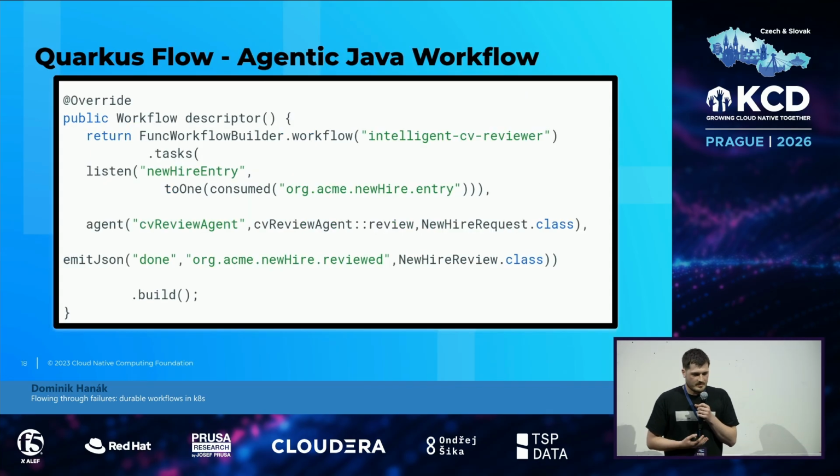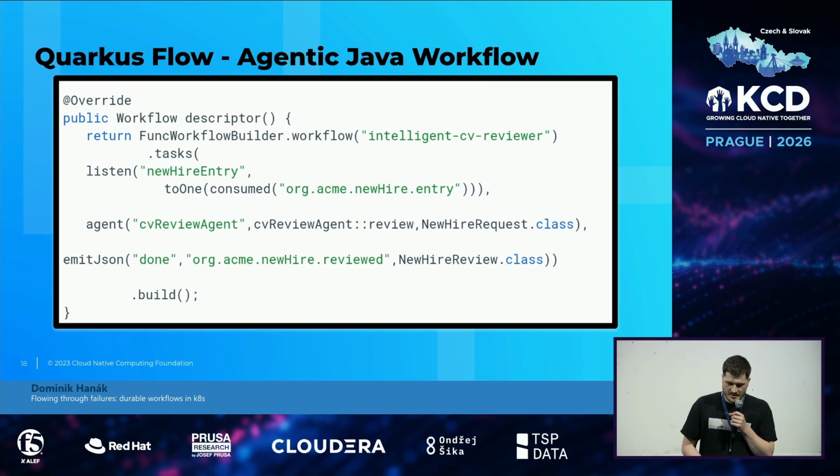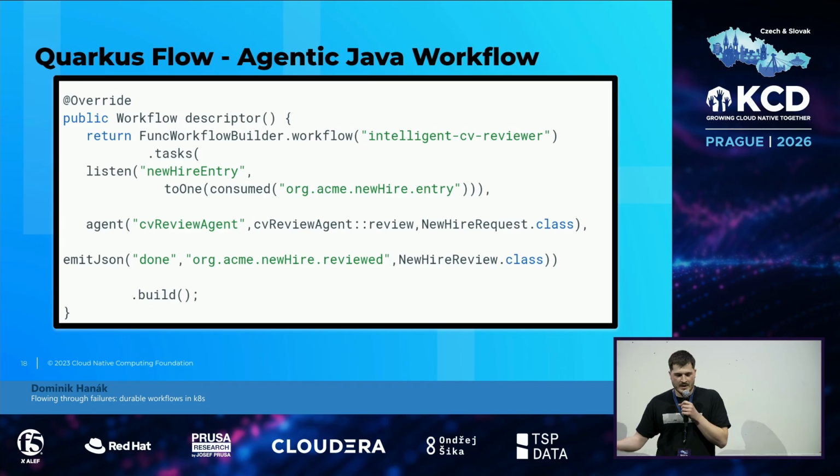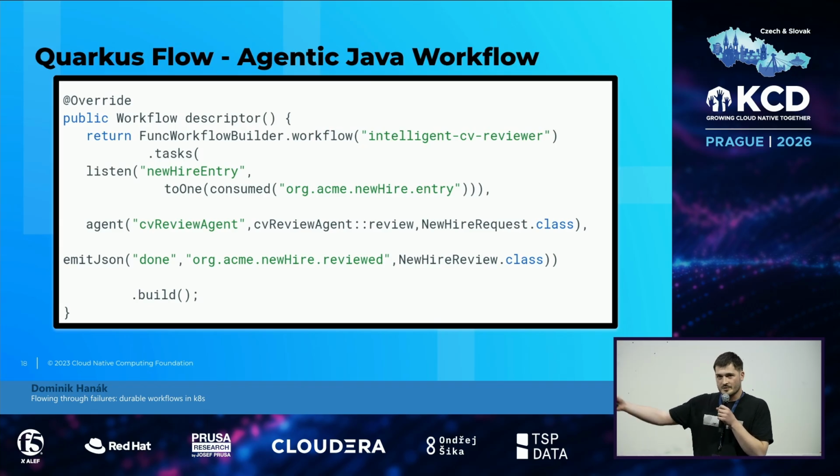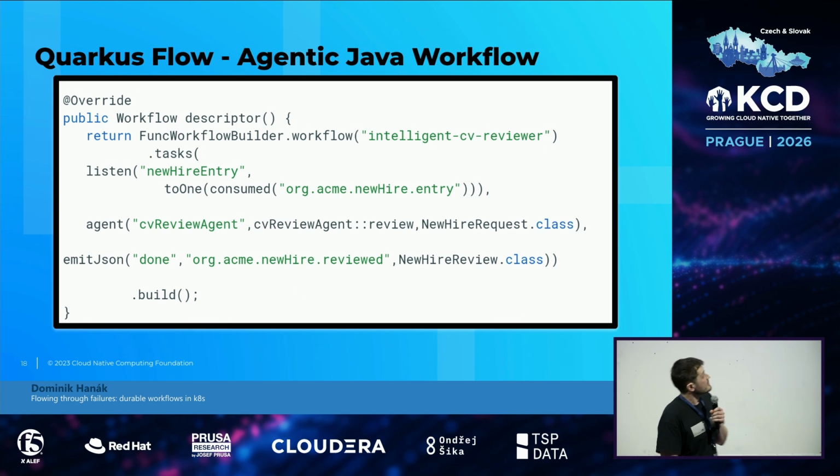Whereas in the agentic one, you have, again, three tasks, but the first one is basically listening to an event. The second one is asking an agent to do something with the input. And you can see the new hire request and new hire review classes, those are basically the input. So the engine knows that I should receive this typed class, and if it can't transfer the input to this class, it will fail. It will tell you that it received something incorrect. Very simple: listen to an event, ask the agent to process it, and in the last step, we are emitting an event with the agent's response.